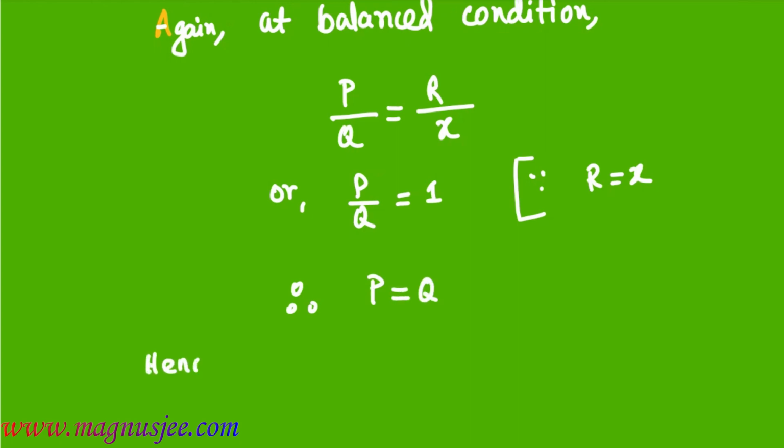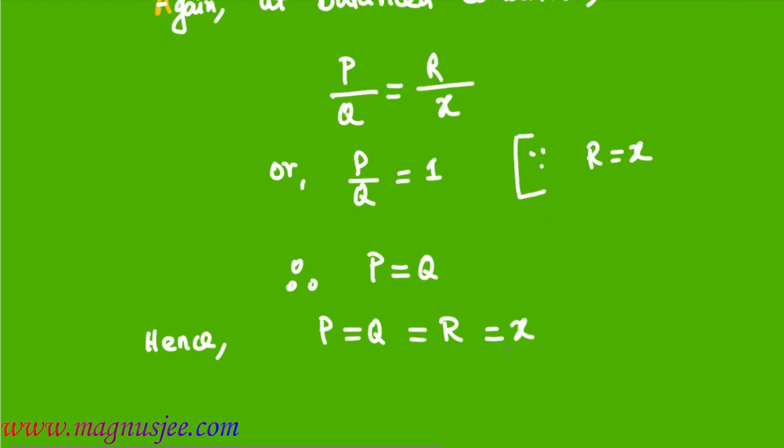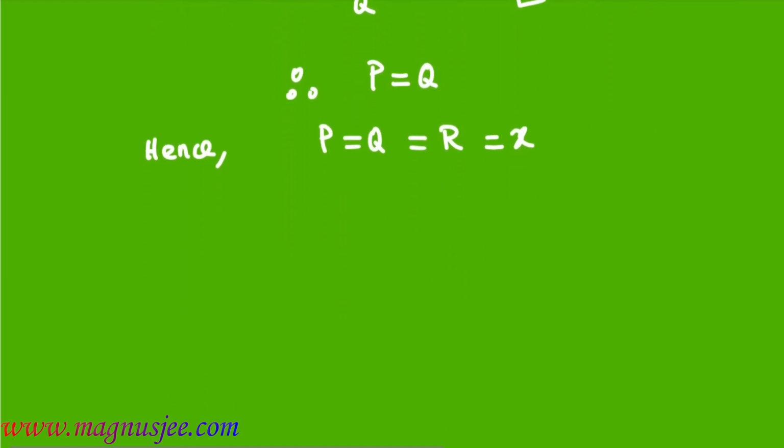Hence it can be written that P equal to Q equal to R equal to X, because R equal to X, P equal to Q, and P by Q equal to R by X. That's why we can write P equal to Q equal to R equal to X. That means all the four resistances will be equal if the bridge is most sensitive. The sensitivity of the bridge will be maximum.